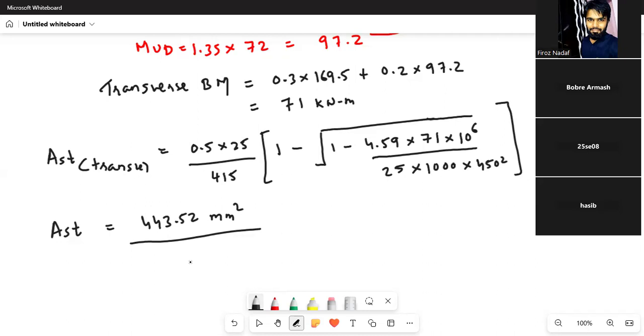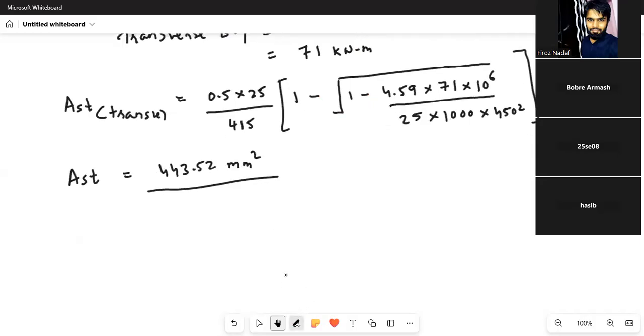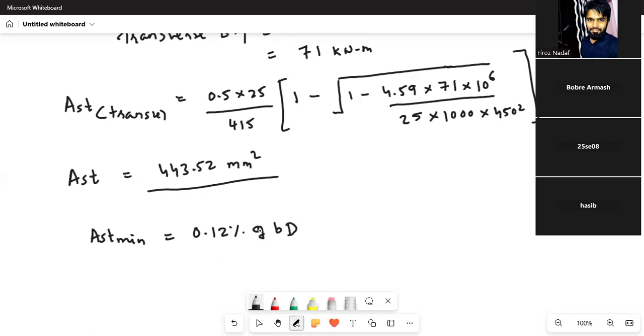So we also have to check whether the reinforcement is more than the minimum required or not. And what is the minimum reinforcement in the slab as per IS 456-2000? The minimum reinforcement in the slab is ASC minimum. Can anyone tell me what is the minimum reinforcement in the slab? For HYSD bar, the minimum reinforcement in the slab is 0.12% of B into capital D. For Fe250, it is 0.15%.